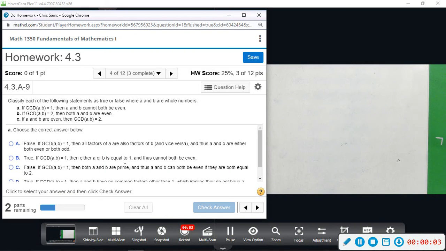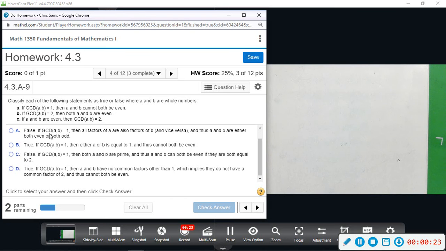Alright, number 4, we want to classify each of the following statements as true or false, where A and B are whole numbers. So A says if the greatest common divisor of A and B is 1, then A and B cannot both be even. Okay, that would be true. If they were both even, then they would have a greatest common factor of 2 at least. And so true, it says then either A or B is equal to 1 and thus cannot both be even.